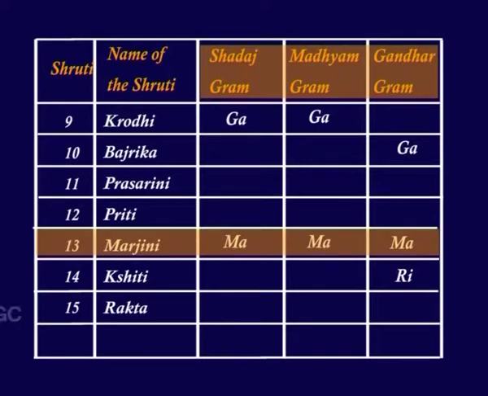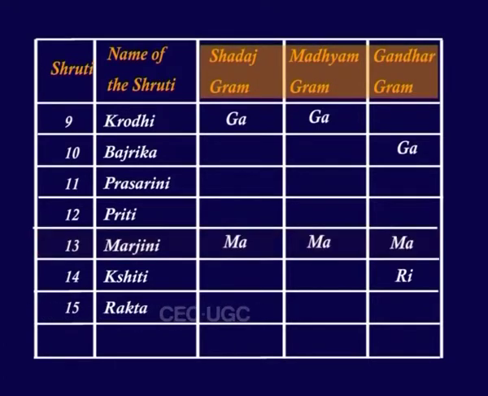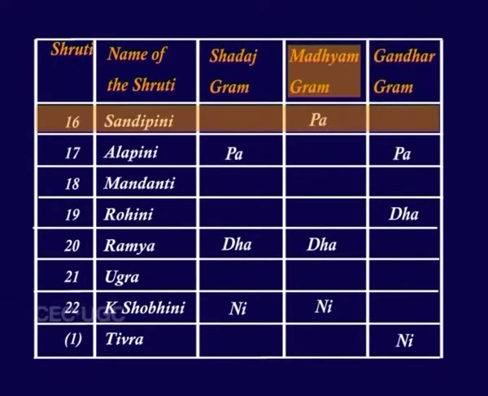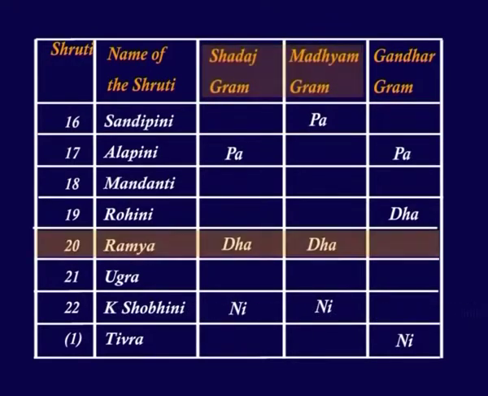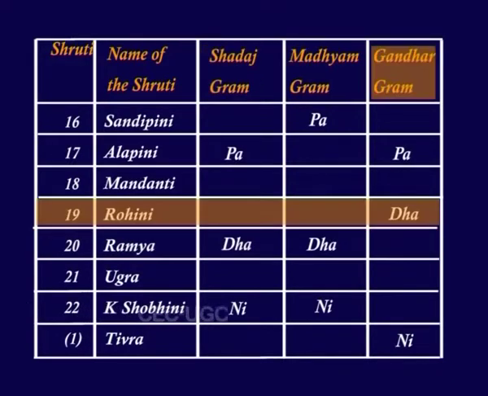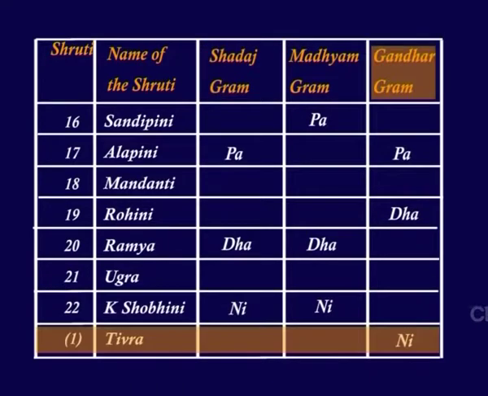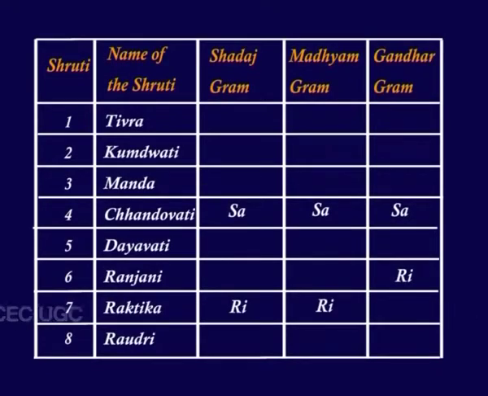Ma is placed on the 13th Shruti in all the 3 grams. Pa is placed on the 17th Shruti in Shadaj and Gandhar gram, and in Madhyam gram it is on the 16th Shruti. Dha is placed on the 20th Shruti in Shadaj and Madhyam gram, and on the 19th Shruti in Gandhar gram. And Ni is placed on the 22nd Shruti in Shadaj and Madhyam gram, whereas it is placed on the 1st Shruti in Gandhar gram. So you can notice the difference between the placement of the swars in all the 3 grams.